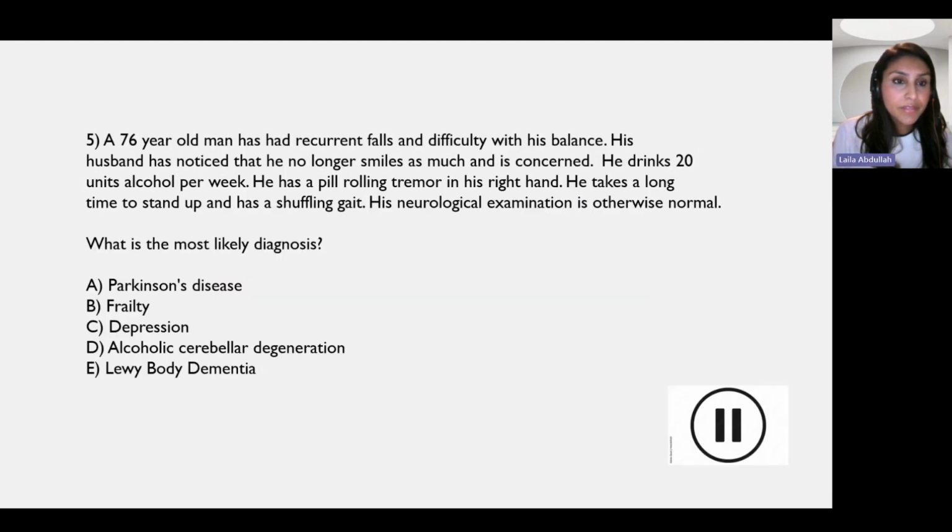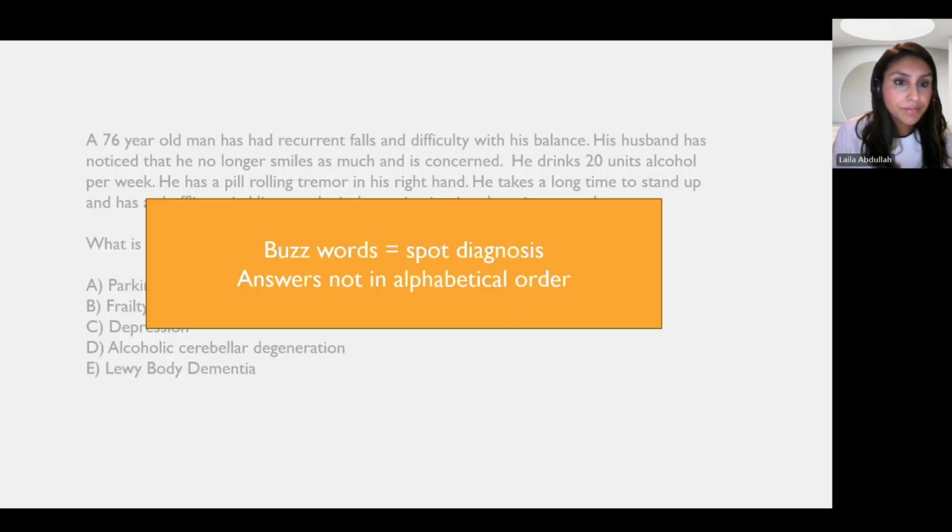So in this question, a 76-year-old man has had recurrent falls and difficulty with his balance. His husband has noticed that he no longer smiles as much and he's concerned. He drinks 20 units of alcohol per week. He has a pill-rolling tremor in his right hand. He takes a long time to stand up and has a shuffling gait. His neurological examination is otherwise normal. What is the most likely diagnosis? Parkinson's disease, frailty, depression, alcoholic cerebellar degeneration, Lewy body dementia.